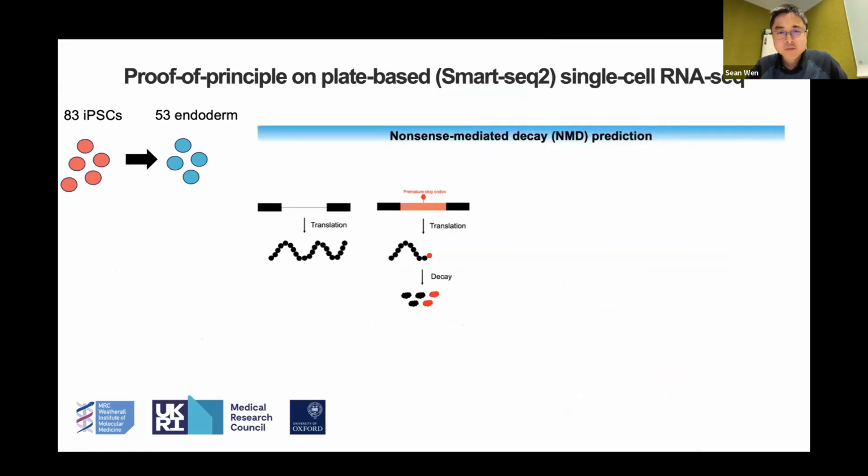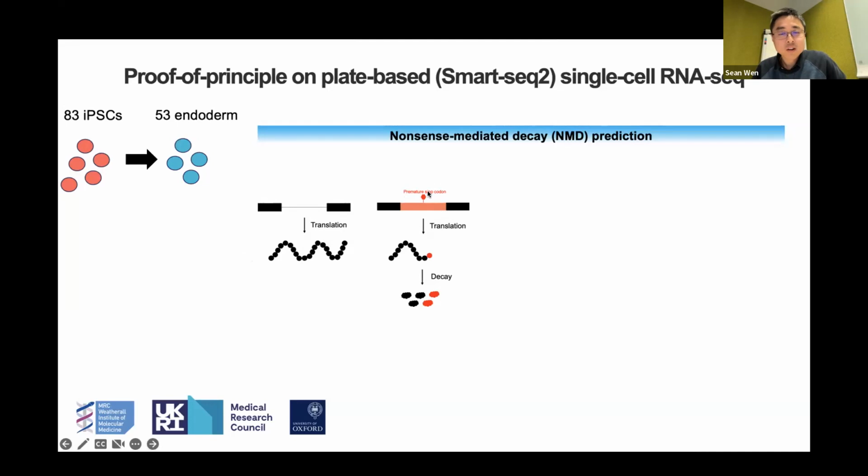And lastly, we would also like to study the impact of alternative splicing. One of the impacts of alternative splicing is nonsense-mediated decay. What this means is that in the absence of alternative splicing, you would get a transcript that is translated to the full-length amino acid sequence. Whereas if there is an alternative splicing event, such as an intron retention over here, there is a chance that this alternative splicing may introduce a premature stop codon.